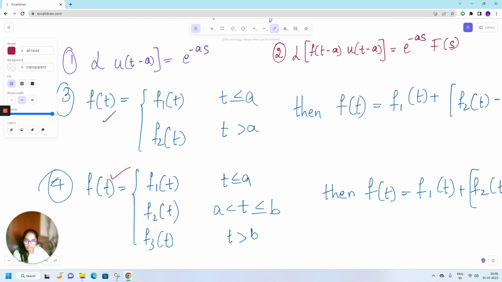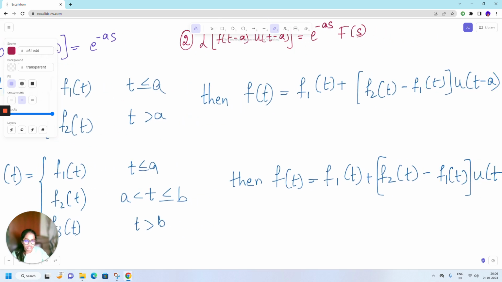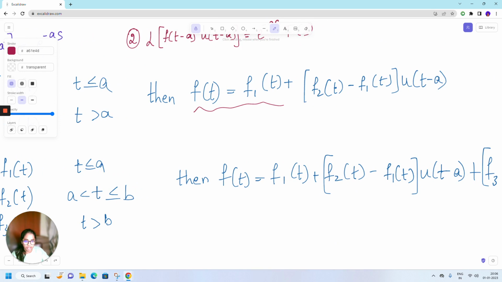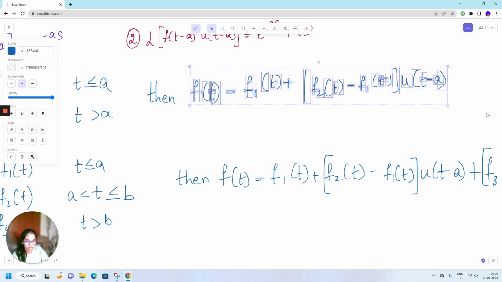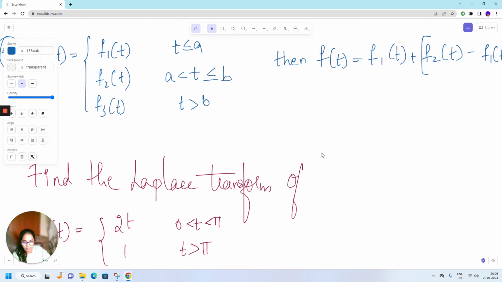When you have it in the form of the third property, what is the first step they have given us? We would have to write this formula first. What is that formula? It says that f of t is equal to f1 of t plus f2 of t minus f1 of t into u of t minus a.